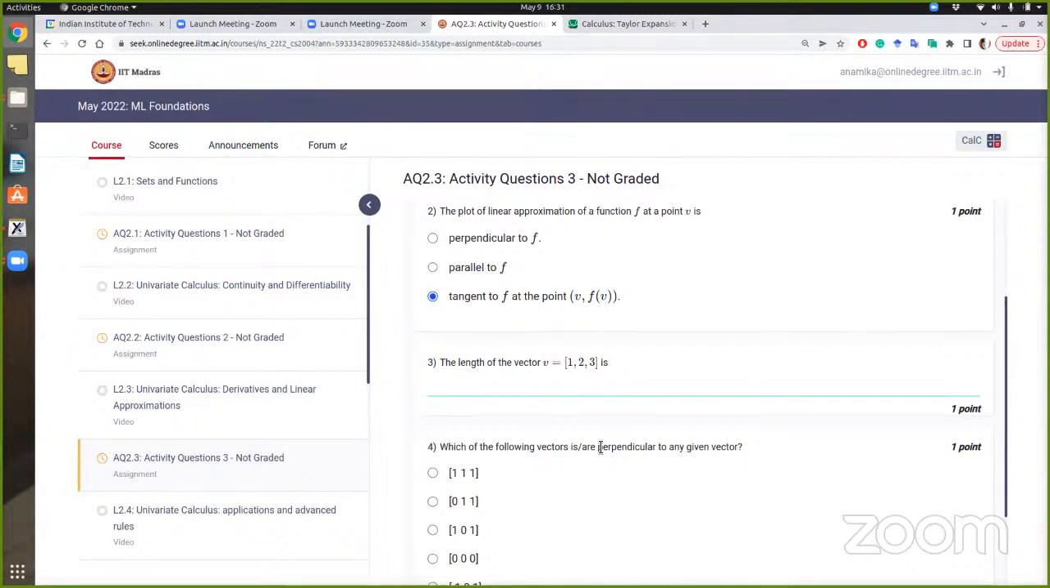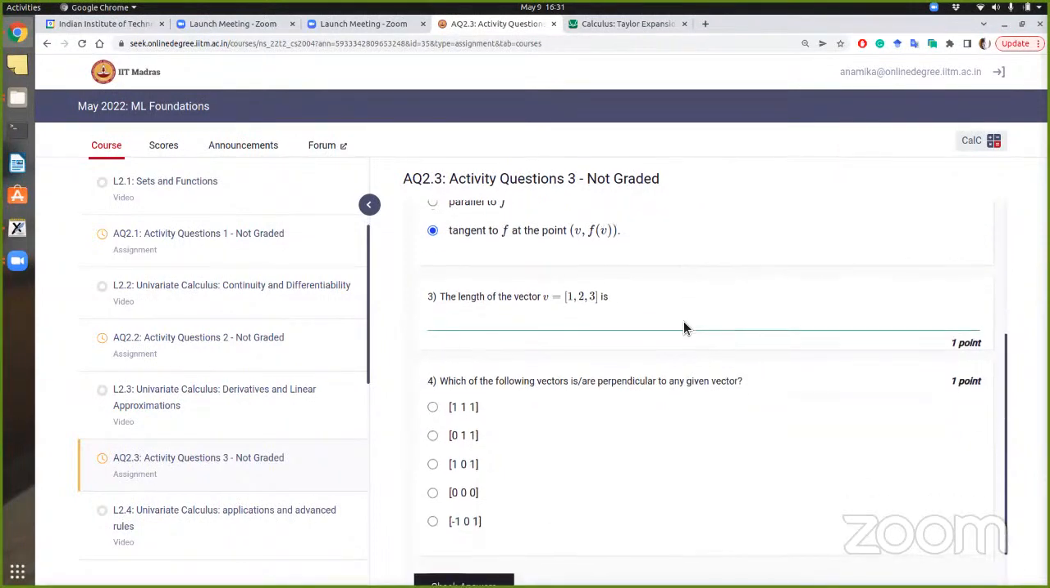Yeah. I think this is explained in the tutorial or lecture also. The equation of linear approximation indeed is the equation of the tangent passing through the point v comma f of v. So they are the same. Is that clear? Any doubts? No, okay.